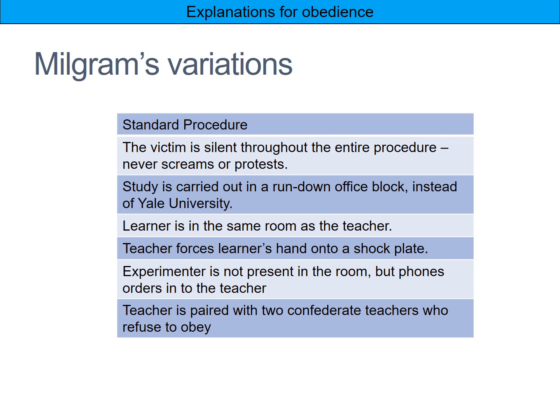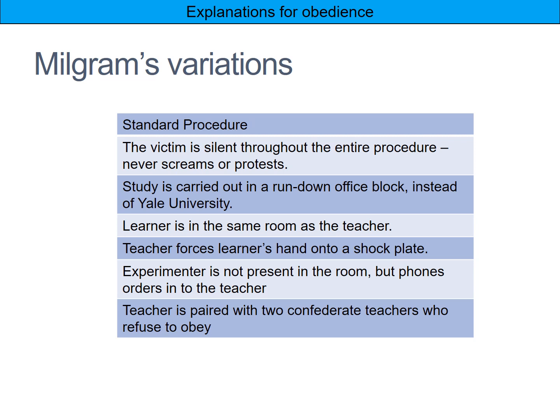First one being that the victim is silent throughout the entire procedure. They never scream, they never protest. Remember, in the standard procedure, Mr. Wallace, around 300 volts, started screaming, shouting, protesting, talking about his heart problem. So that obviously affected the results. This is varied in the first variation. So in that first variation, he never screams, he never protests. Think about what that might do to the obedience rate.